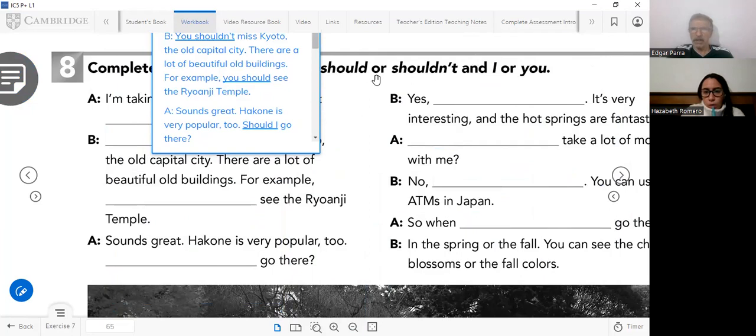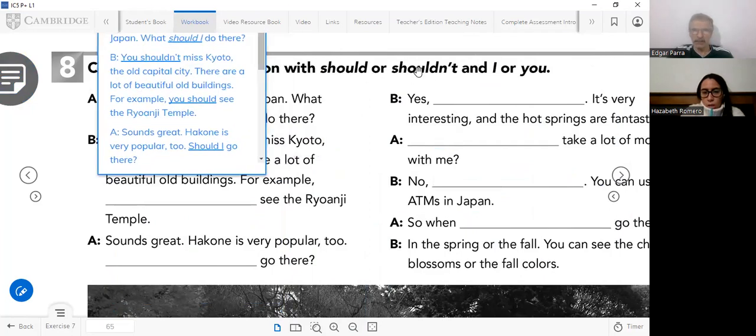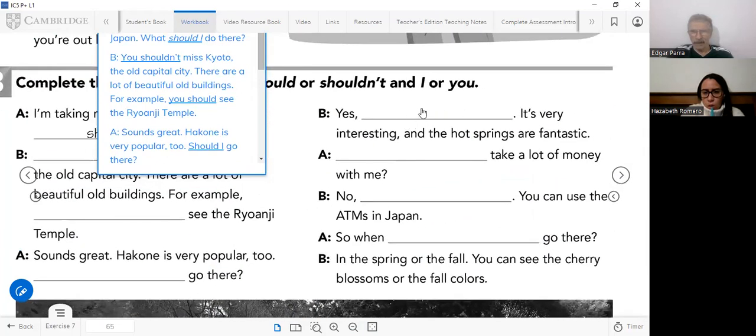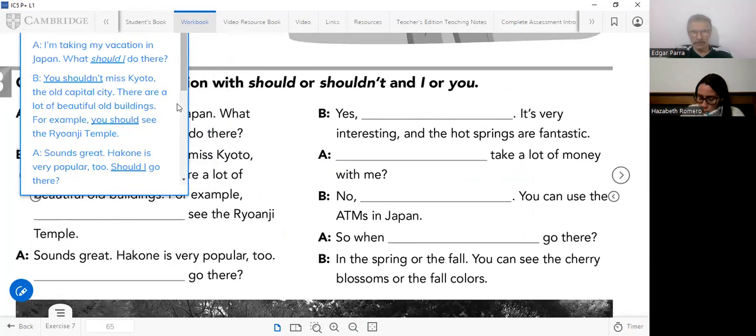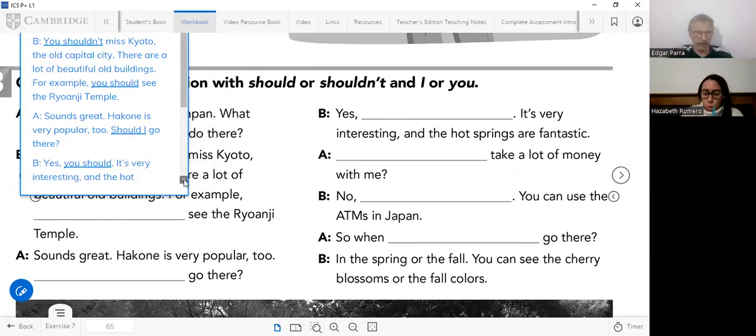What do you complete? Should or shouldn't? I or you? Please complete it. You should. Okay, pay attention. Yes, you should. It's here. It's very interesting. And the hot springs are fantastic.